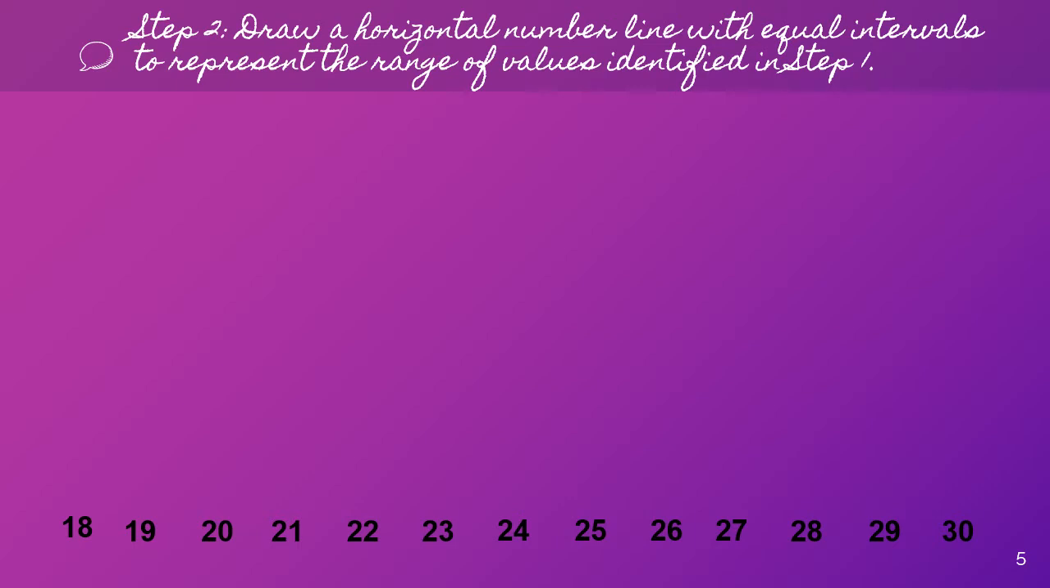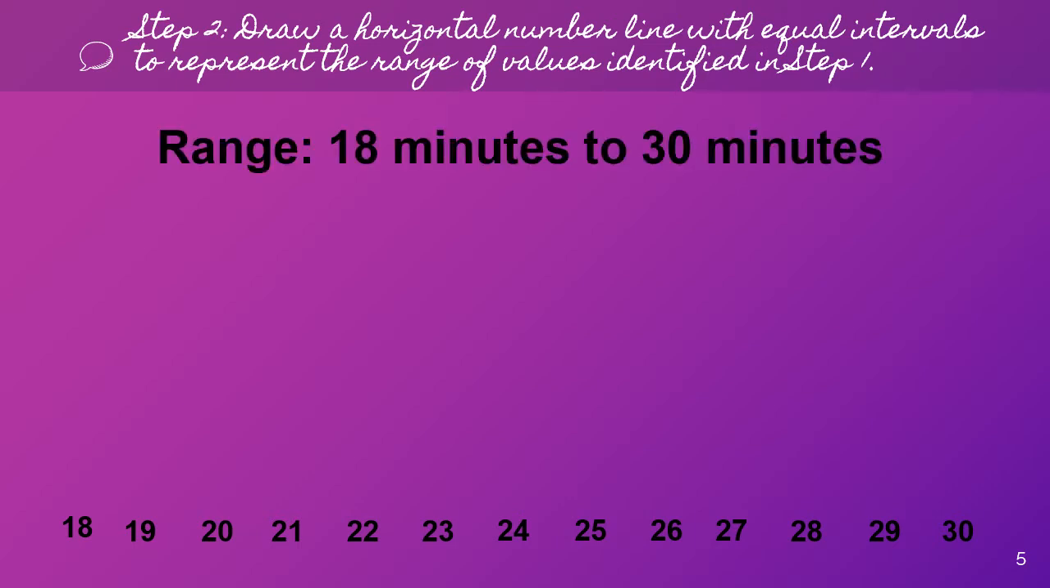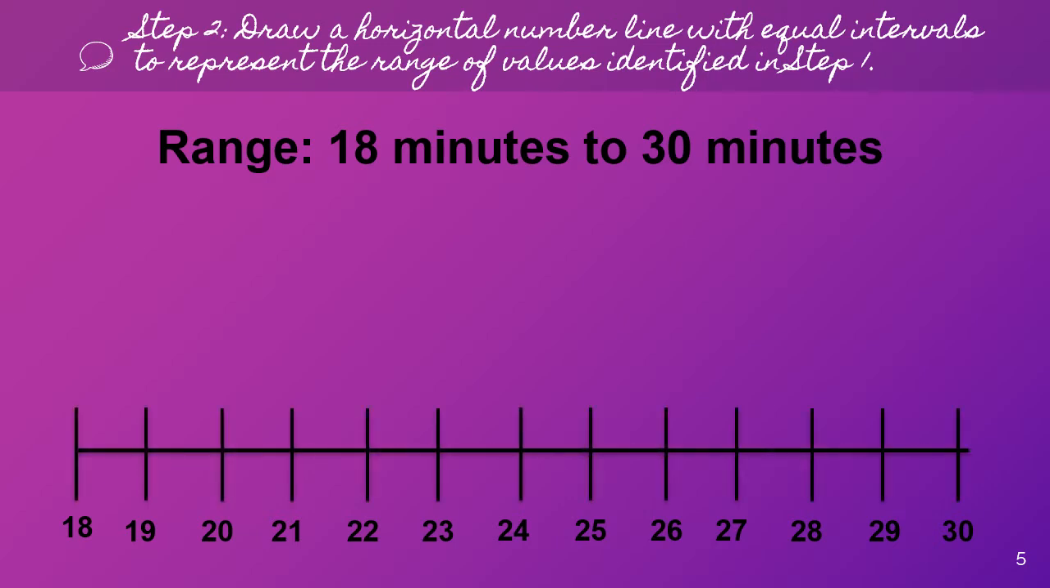Then next, we have step 2. Draw a horizontal number line with equal intervals to represent the range of values identified in step 1. The range again is 18 to 30. So we're going to number 18, 19, 20, 21, 22, 23, 24, 25, 26, 27, 28, 29 to 30. Then draw a horizontal number line.